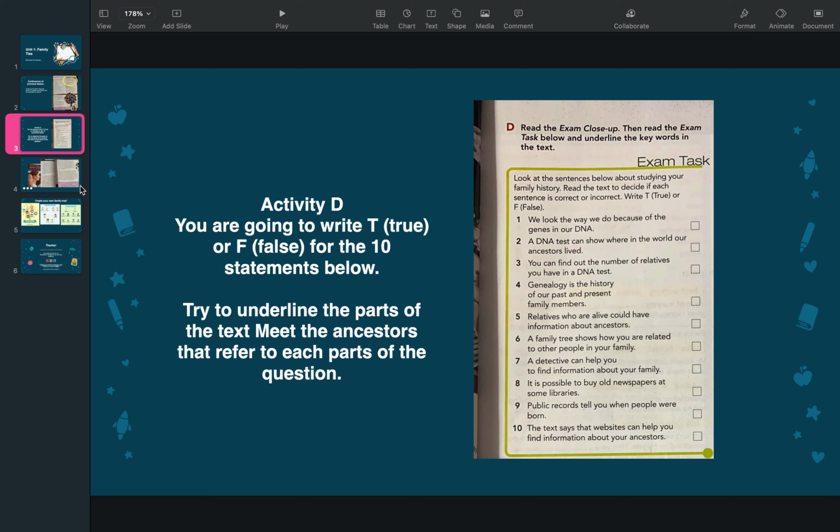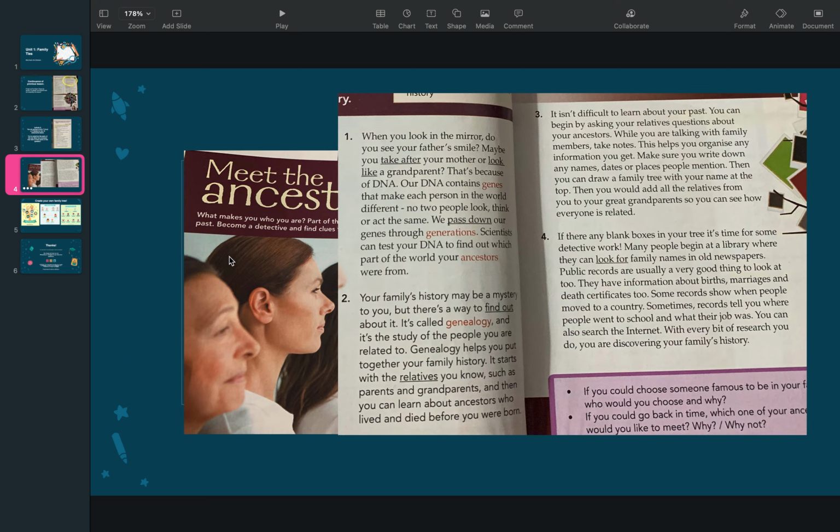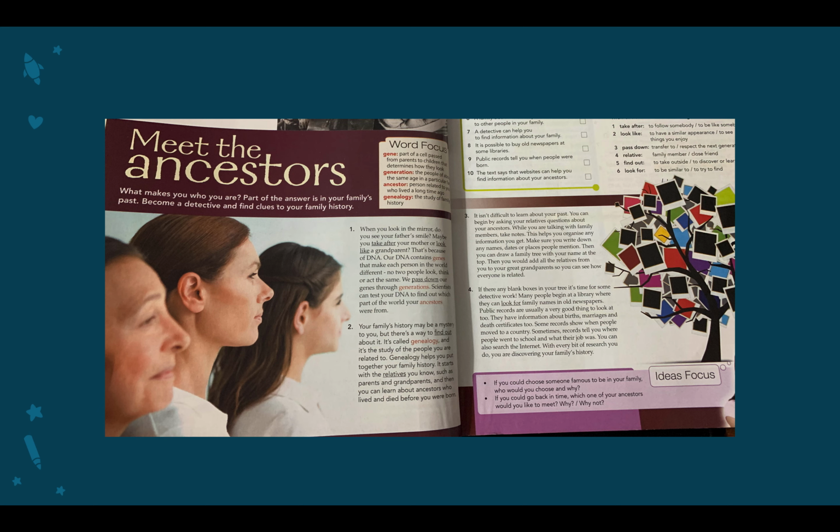Okay. So next, actually, what I want to show you is this. The picture of people, 3 women there, is actually on page 6, and the box with the focus idea at the bottom right is actually on page 7. So sebenarnya meet the ancestors are on both pages, on page 6 and page 7. There are the numbers 1, 2, 3 and 4. So sebenarnya meet the ancestors ni teks dia ialah dua-dua belah muka surat.